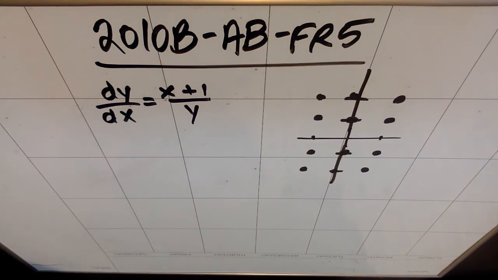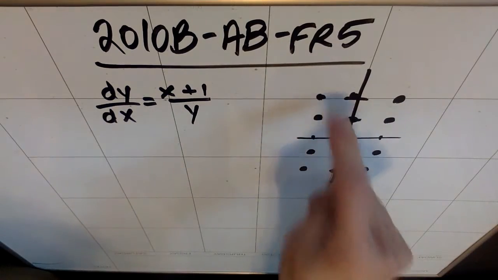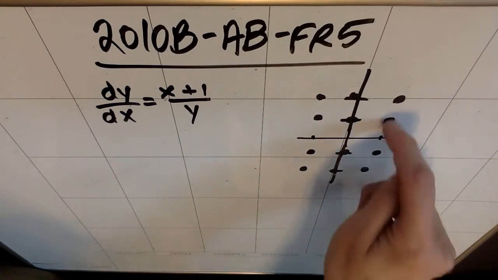Okay, moving on. On the axes provided, sketch a slope field for the given differential equation at the 12 points indicated. So 1, 2, 3, 4, 5, 6, 7, 8, 9, 10, 11, 12. Cool.